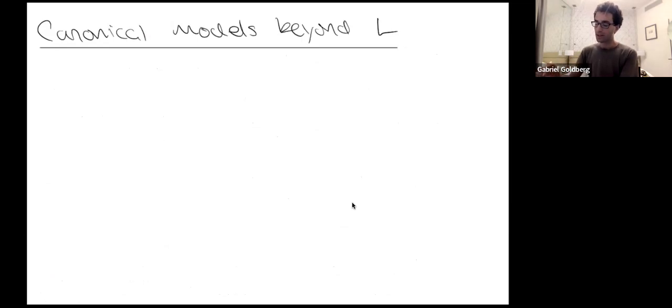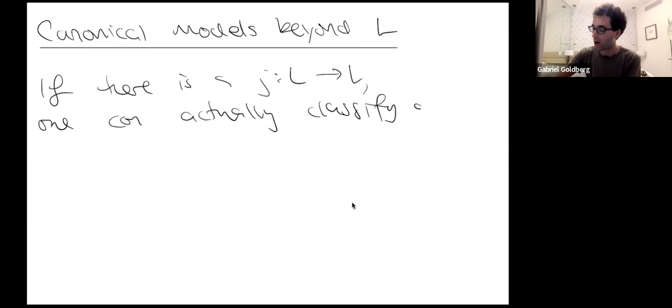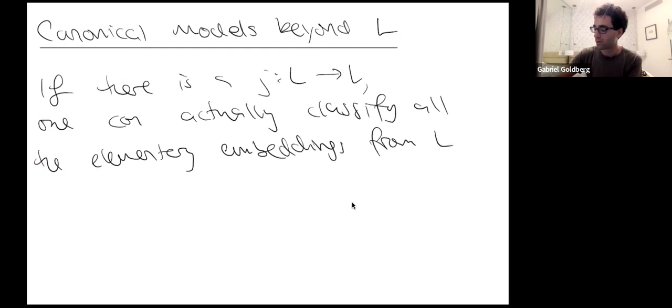It turns out if zero sharp exists, or in other words, there's an elementary embedding from L to L, one can actually classify all the elementary embeddings from L to L. So there's a very simple theory that tells you everything you could want to know about elementary embeddings from L to itself. It's related to order indiscernibility.